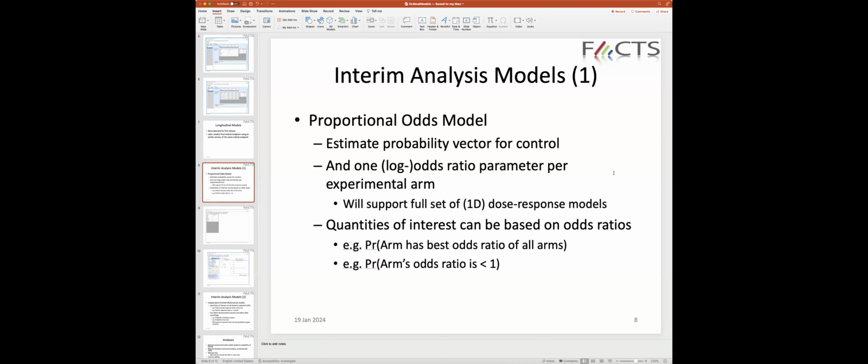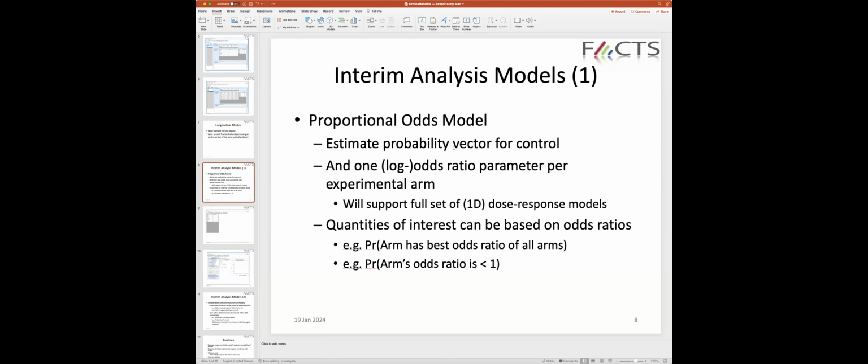I think as Tom alluded to, we have a slightly different philosophy here with respect to dose response models and interim analyses models, because the user will be able to select from one of two quite different philosophies of modeling the endpoint. The first one of these will be based on the proportional odds model or the cumulative logistic model. That should look quite familiar to people who have worked with continuous, dichotomous or time to event endpoints in FACTS before. And why should it look familiar?